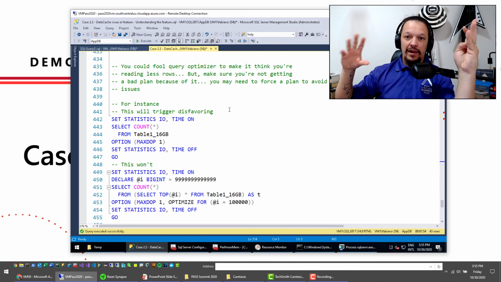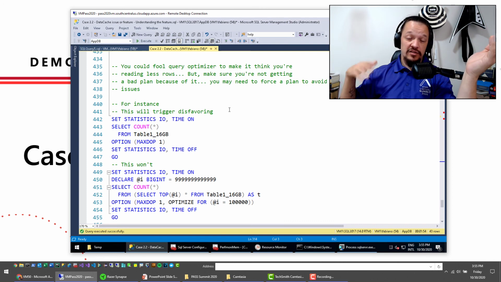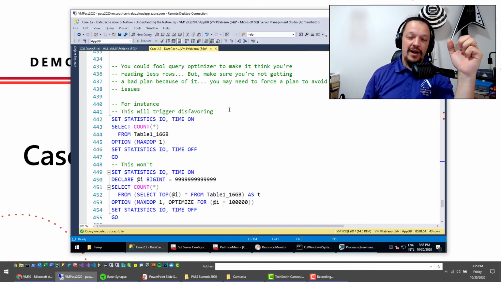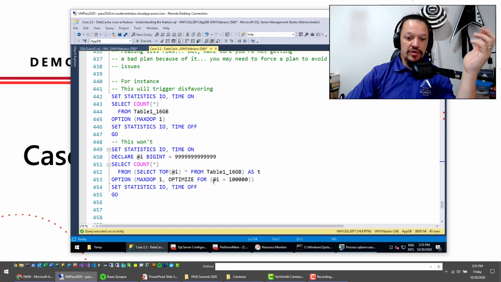The client was complaining that the query was taking too much time, and it was taking too much time because it was doing physical reads every time it ran. If you don't want it to do physical reads, we would have to make it not trigger buffer pool disfavoring. And to not do it, you could fool the query optimizer to make it think you're actually reading less than 10% of the max server memory. And then you could try many tricks to do it. I like to use OPTIMIZE FOR.